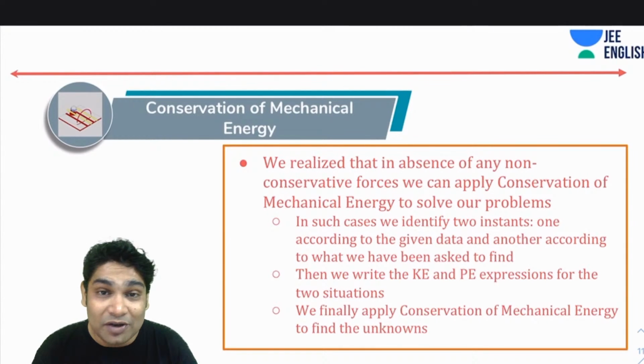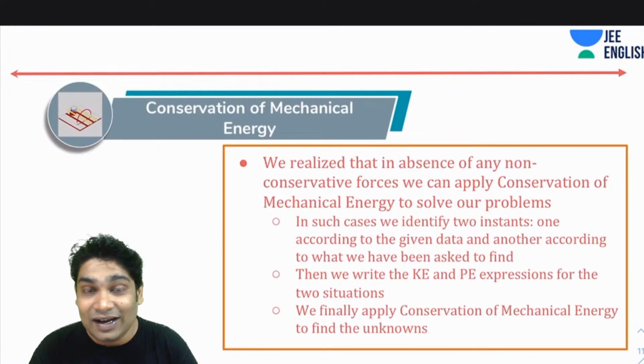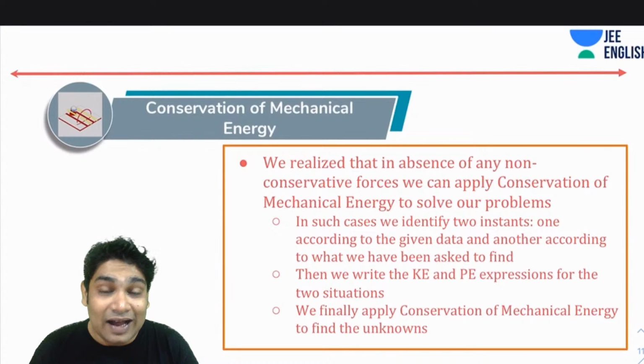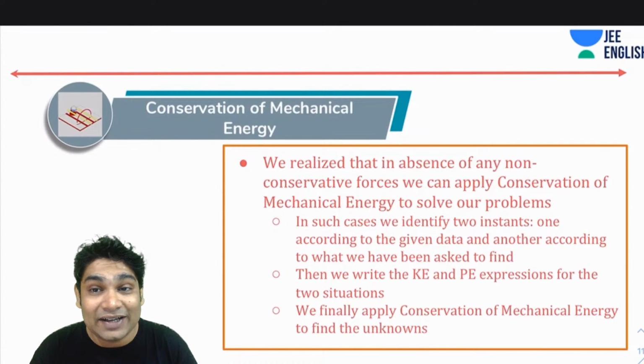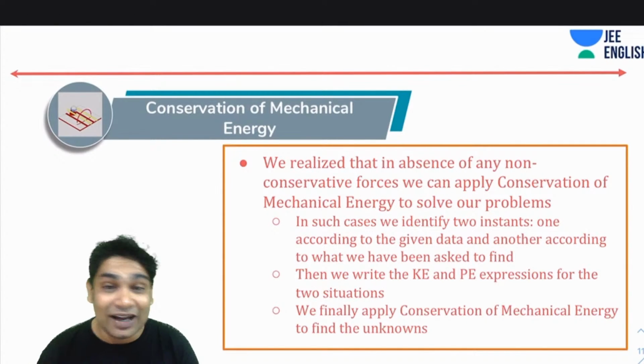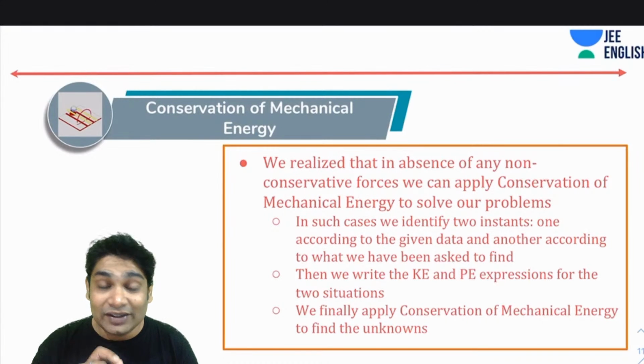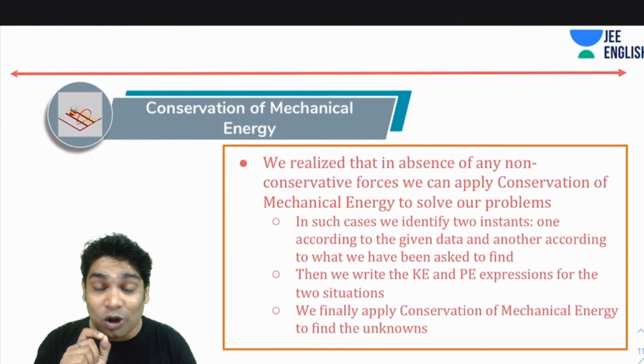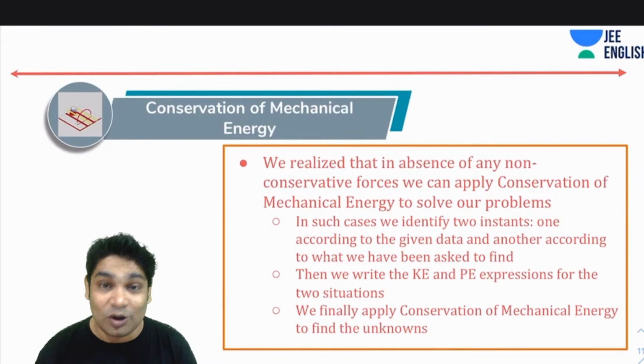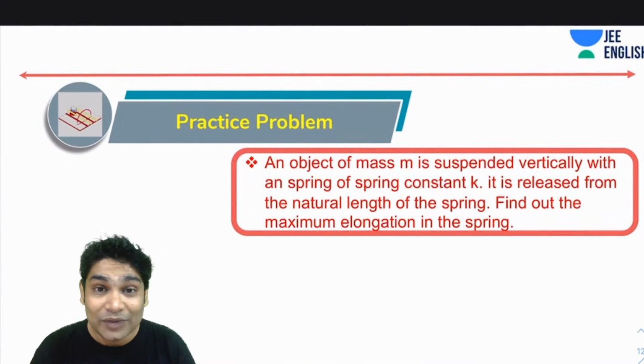Now, once you have chosen your initial and the final instants, then you write the expressions for kinetic and potential energies for these two instants. And once you have written those, you apply the conservation of mechanical energy and find the unknowns. But before applying mechanical energy conservation, always remember to check whether there are any non-conservative forces or not. This will only be applied in absence of any non-conservative forces. Alright. So, why don't we start with a practice problem?